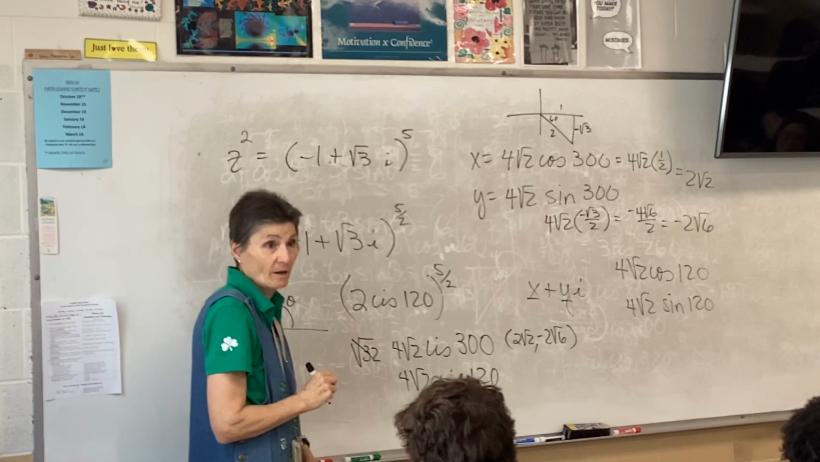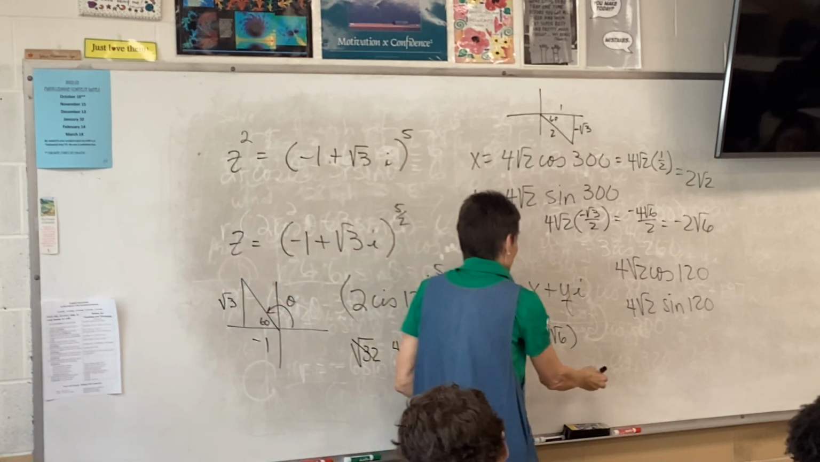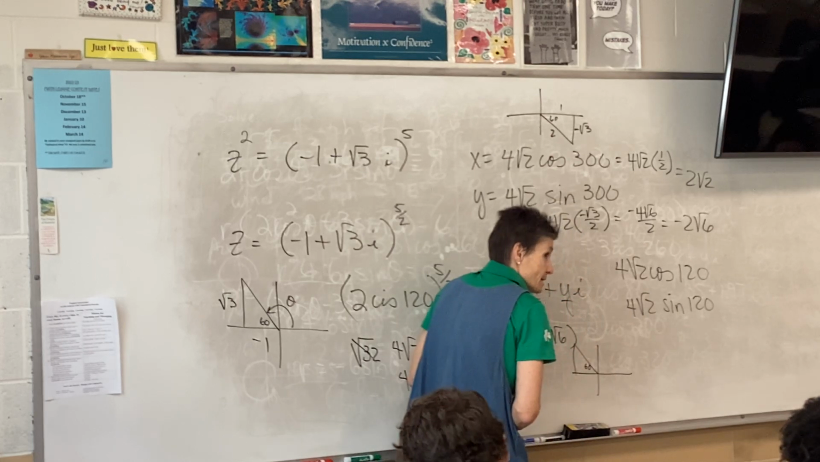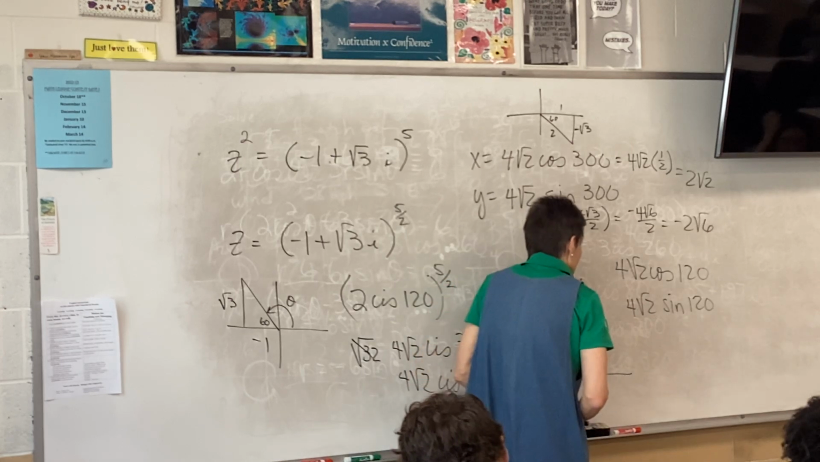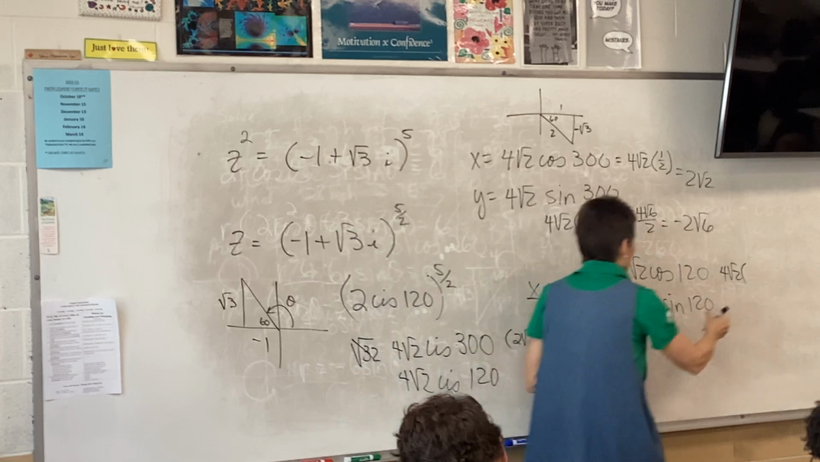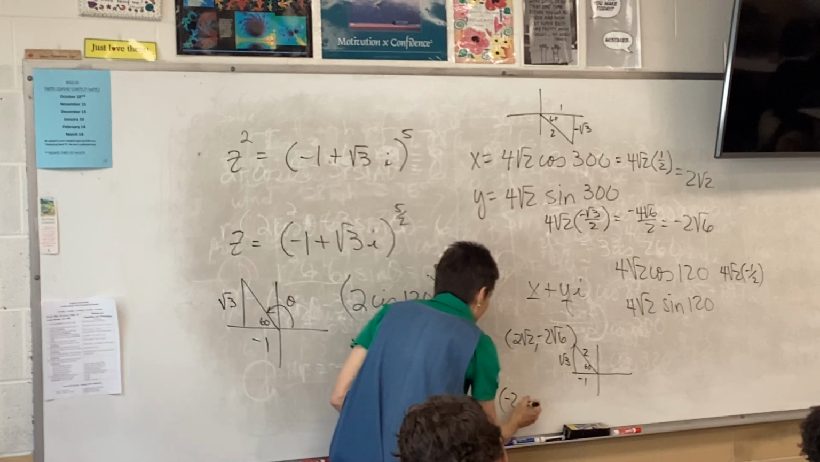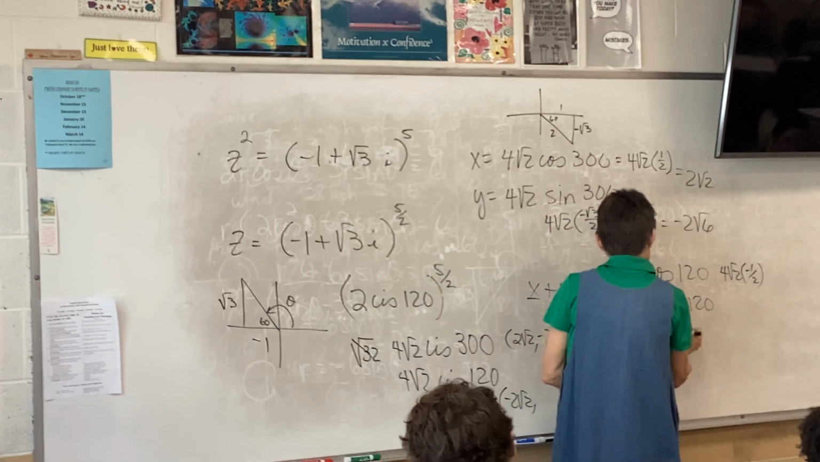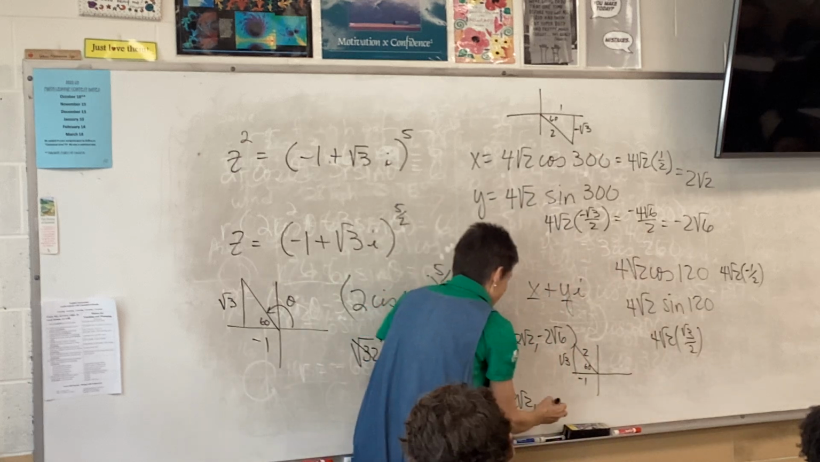Okay, it's awfully quiet. Are we following along? Okay, same thing with 120, so I'm going to go ahead and draw 120. Now 120 also has a reference angle of 60, so we're going to see some similarities here, I think. So 4 root 2 cosine is negative 1/2. So that one's going to be negative 2 root 2. And then 4 root 2 times root 3 over 2. I think that one's just going to be 2 root 6.